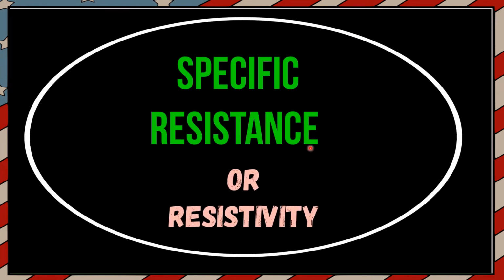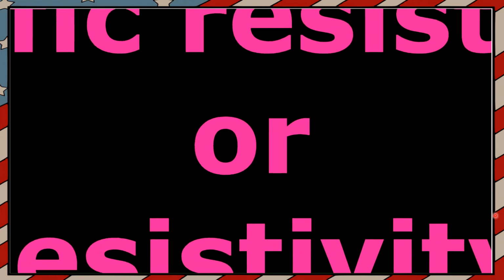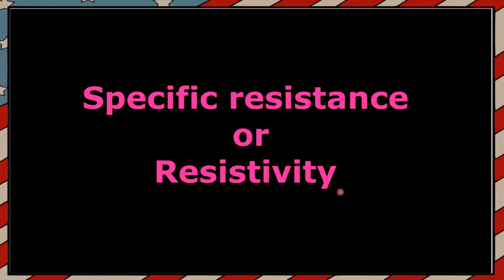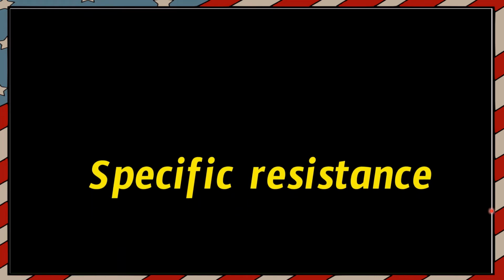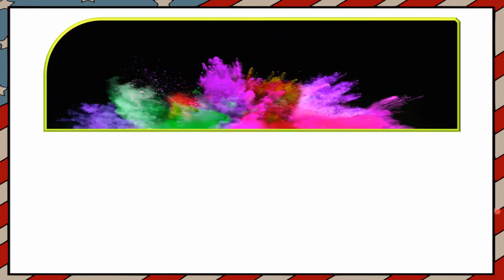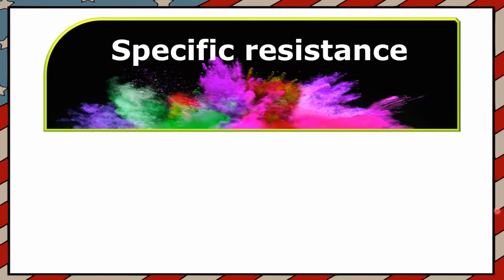In this video, I am going to explain specific resistance of materials. Specific resistance is also called resistivity. In the previous videos, I explained the factors that affect the resistance of a material or conductor. In this video, I will explain specific resistance, called resistivity. What is specific resistance, its units, and resistivity values of some materials will be explained in this video.